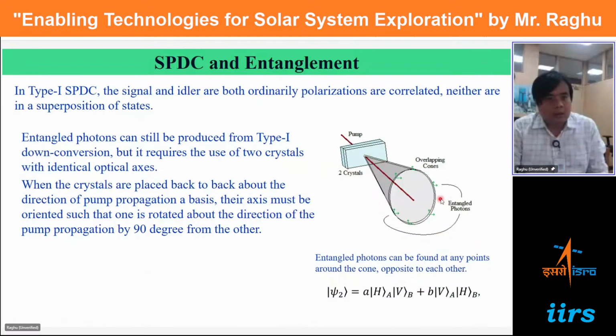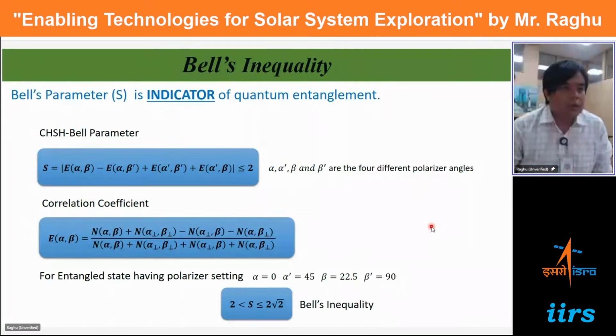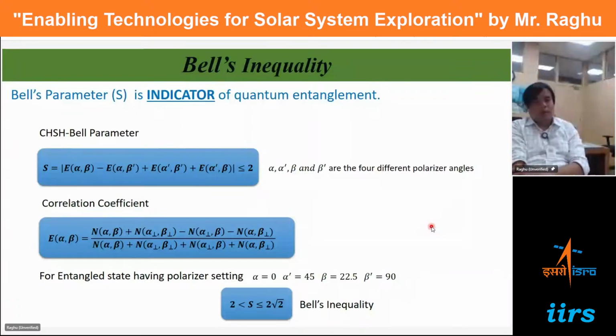And type 1 is also different. And how do you know that these photons are entangled? What is the way to measure?